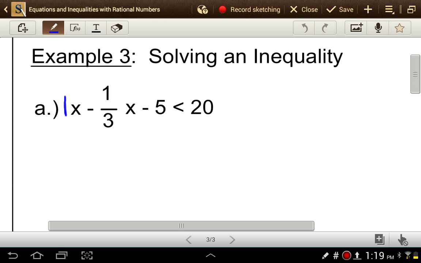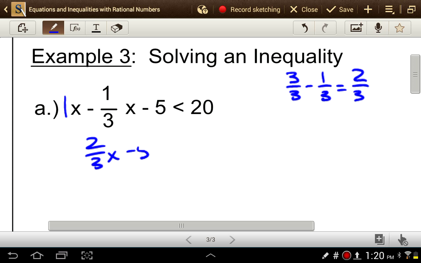Remember there's a 1 in front of that x, so it's going to be 1 minus 1/3. If you can't do that, that's going to be 3/3 minus 1/3 is 2/3. Okay, so that's going to be 2/3 x minus 5 is less than 20. Now I could multiply everything by 3 to get rid of my fraction, but I'm not going to here because that's the only fraction. I can use my multiplicative inverse there fairly simply. So I'm just going to keep them as they are.